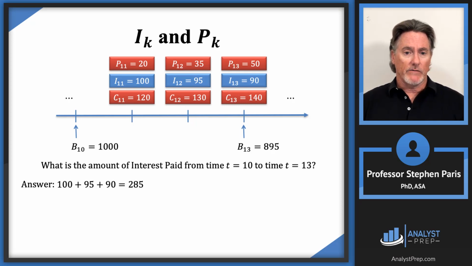They're 95 and 90, so I just add those up, and that's how much interest I paid. I paid 100 in interest at time 11, 95 in interest at time 12, and 90 in interest at time 13. So the sum of that would be the 285. A lot of times you won't have that information.